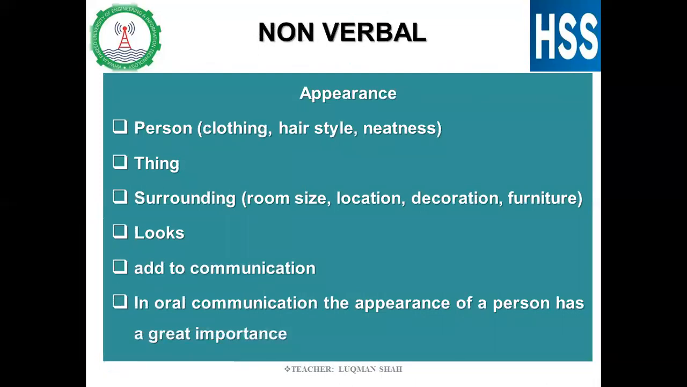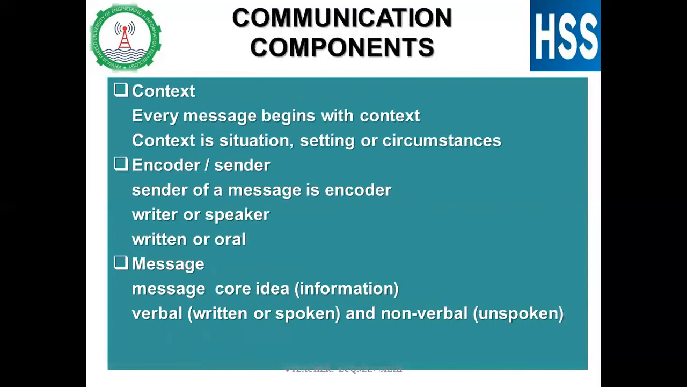Now, appearance: the clothing, hairstyle, the neatness, the dress, each and everything is included in appearance. Then things we have in our hand, the glasses, the headgear, the watch, or things which add something to the appearance. Then surrounding: the room size, location, decoration, furniture. Then looks, the overall personality factor. All these things add something to the communication. In oral communication, the appearance of a person has great importance.